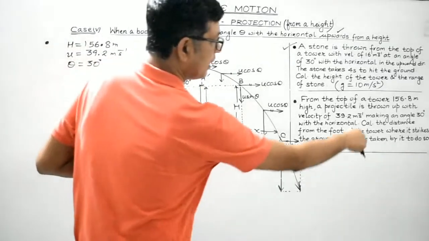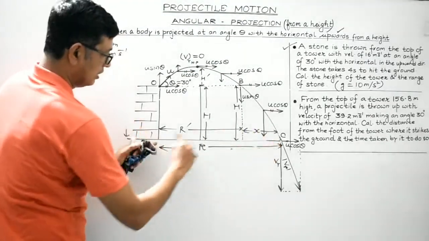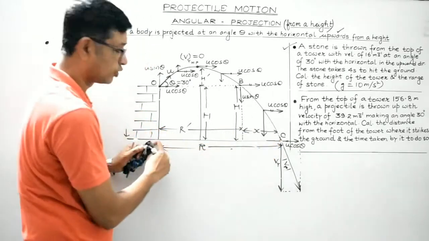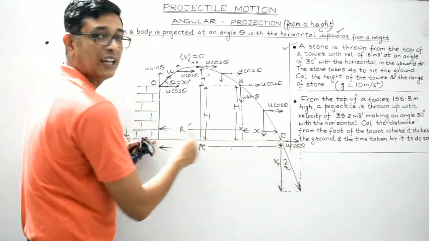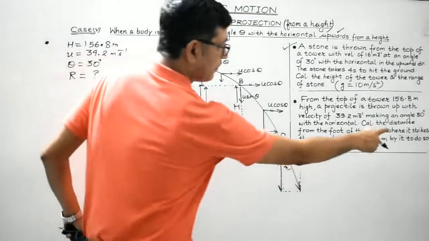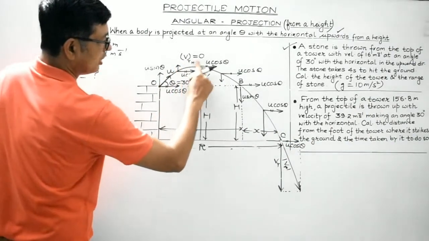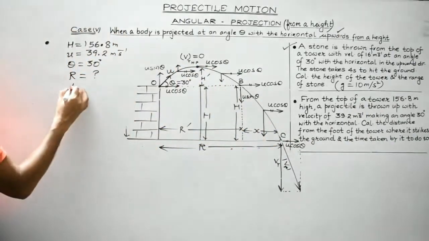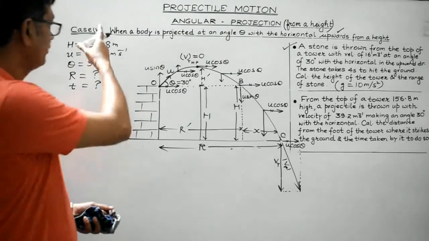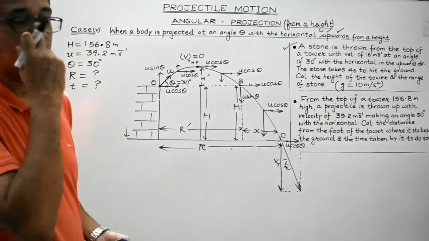Now calculate the distance from the foot of the tower where it strikes the ground. So this distance is to be calculated. This is the point where the projectile is striking the ground and this is the foot of the tower. So R is to be calculated. And the time taken by the projectile to move from O to C, suppose it is small t. So these are the given informations, and total time and the range are to be evaluated, right?